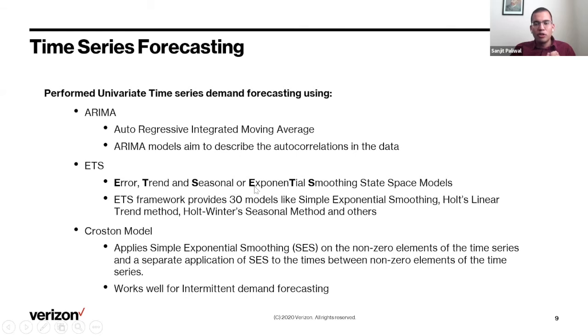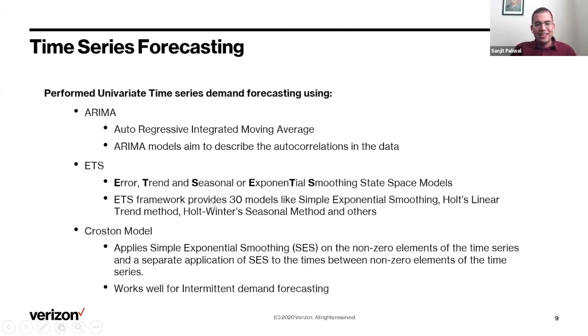In our case, in simple terms, say the demand for the month of January 2020 is correlated to the demand for December 2019, November 2019, and October 2019.